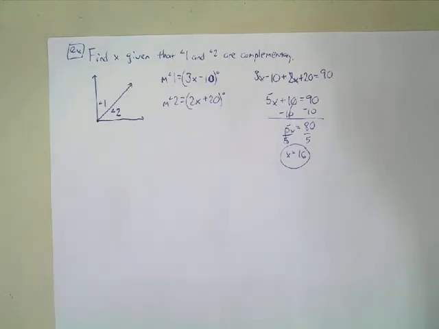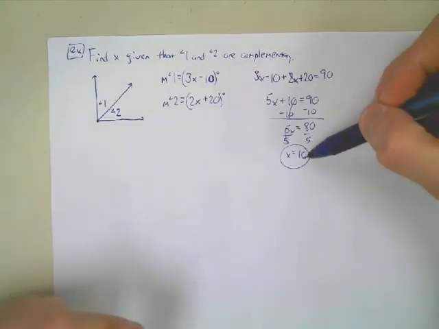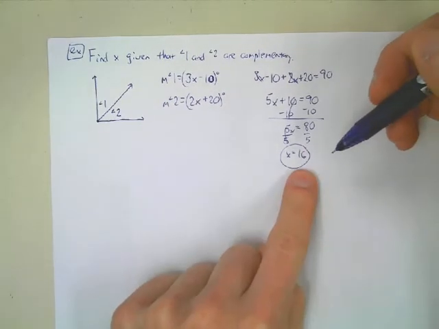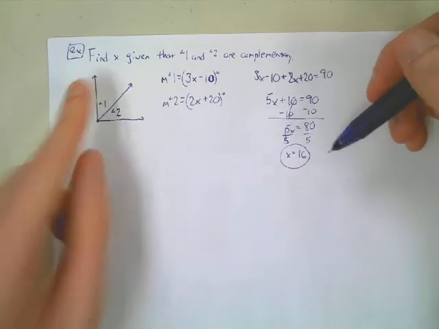So we're done here, right? We've gotten the x value. We've answered the question. All right. We could, though, go one more step here and find the measure of angle 1 and the measure of angle 2 if we wanted to, right?